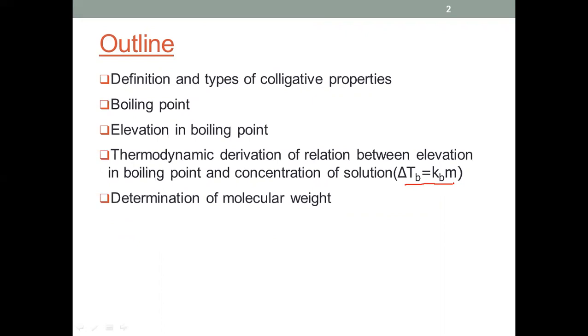Then we will see how elevation in boiling point can be used to determine the molecular weight of a non-volatile solute. Then we will cover the experimental determination of elevation in boiling point.